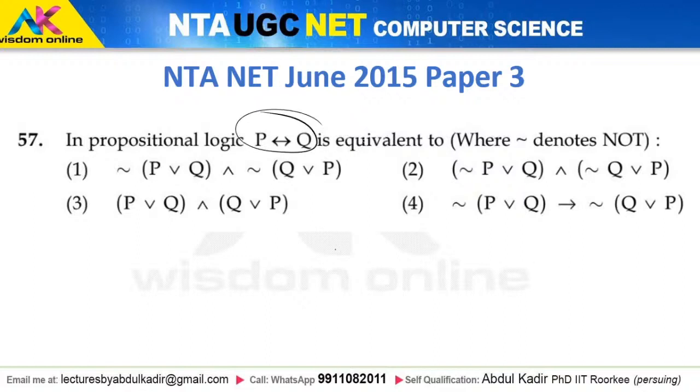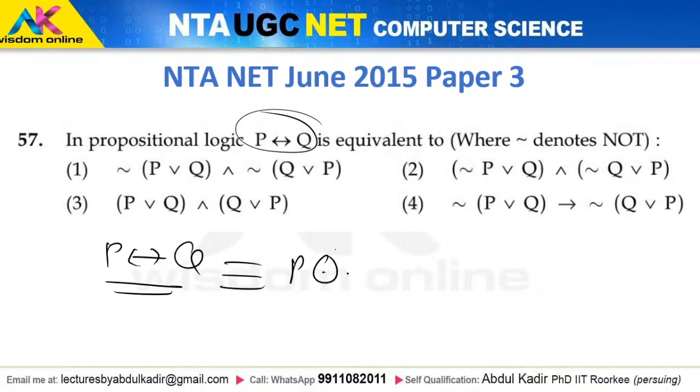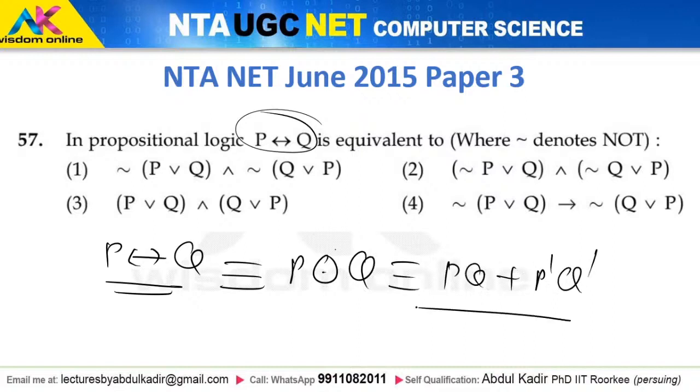Next, a very easy question, and I have already explained it. See, this double implication is nothing but XNOR, and this XNOR is nothing but PQ plus P dash Q dash. So what is the answer? PQ plus P dash Q dash is equivalent to, I think the answer will be this. Yes, so the answer will be option 4.